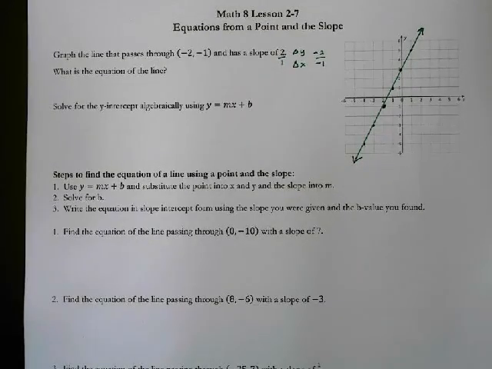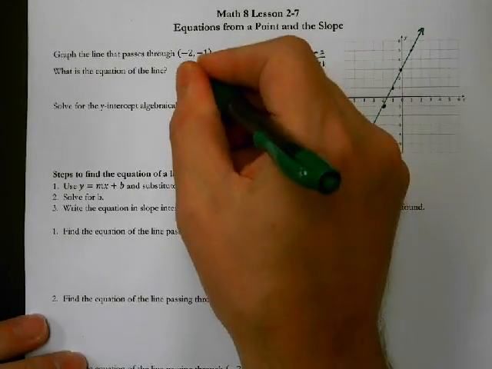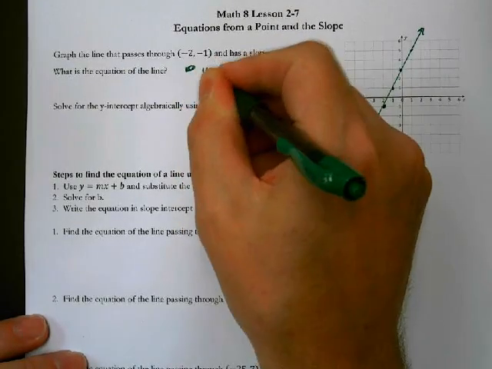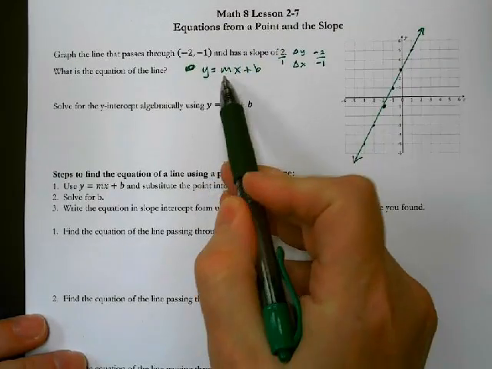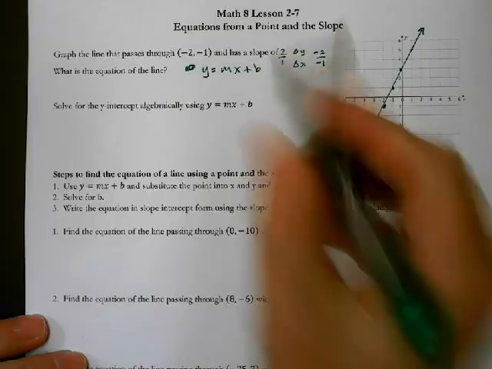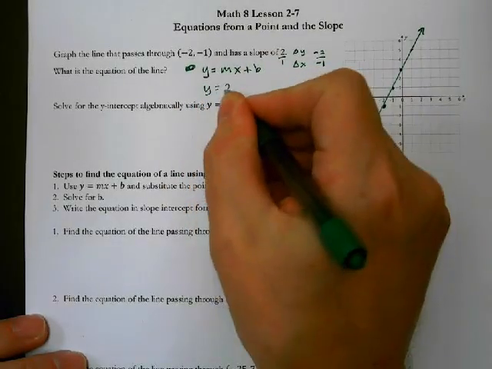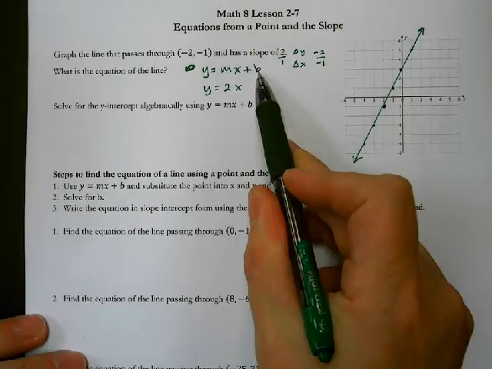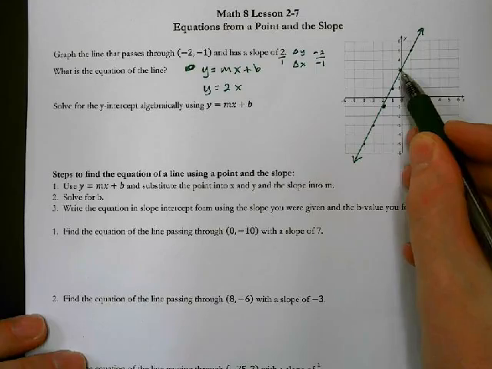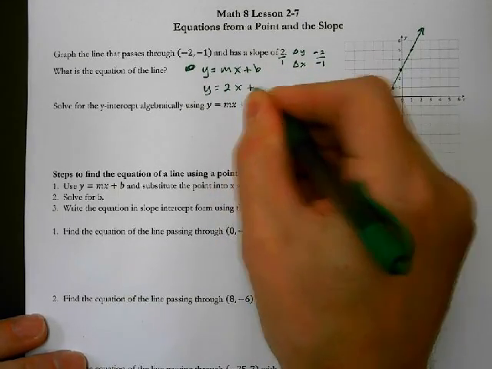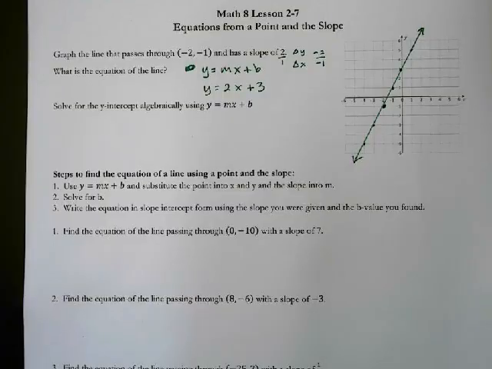So what's the equation of the line? Remember, we need y equals mx plus b. We need two things. We need the slope, which they gave us. The slope is 2. So y equals 2x, and then I also need the y-intercept. And over here, I can see that the y-intercept was right here at +3. So I didn't need the y-intercept given; I could eventually use the slope to find my y-intercept.